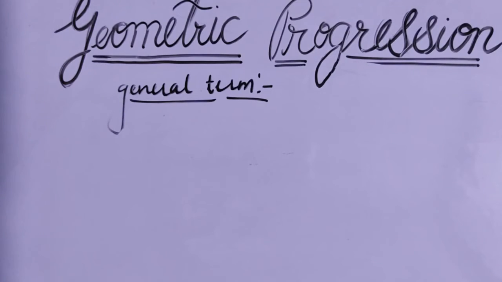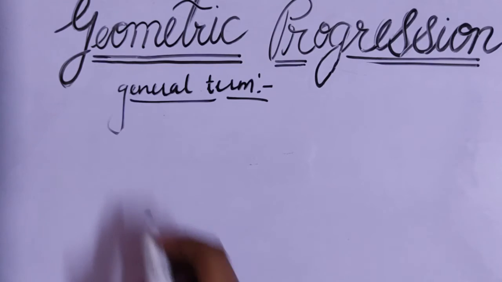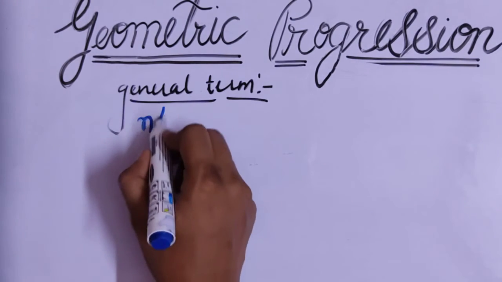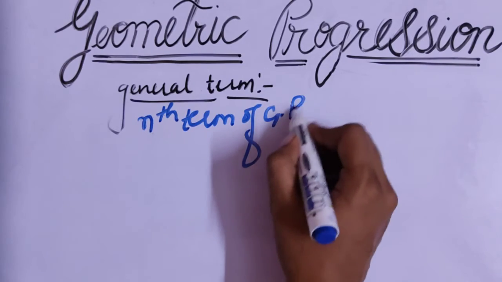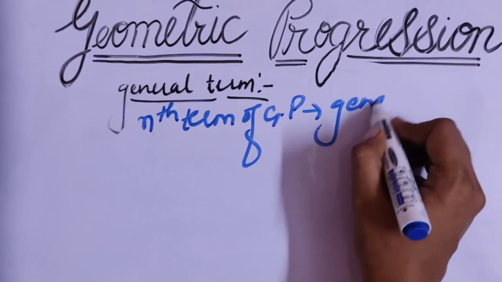Yes students, now we'll learn about the general term of a geometric progression sequence. What is the general term of a GP? The nth term of a GP is called its general term.